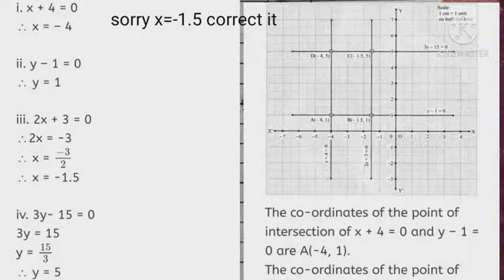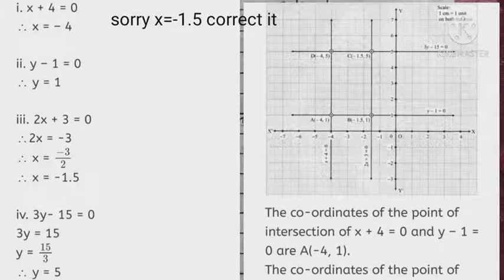Okay. Now the third one is y is equal to 5. y equal to 5 is here. A y equal to a constant type of equation is parallel to the x-axis. So draw a line parallel to the x-axis. This is nothing but the equation y equal to 5. So here we have plotted the graph of all three equations.